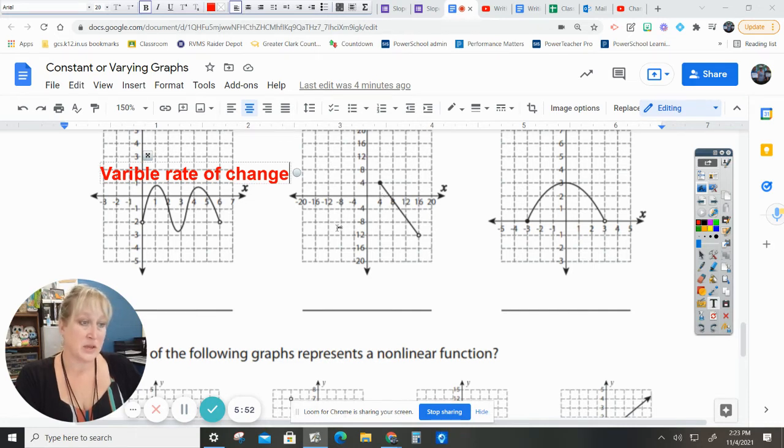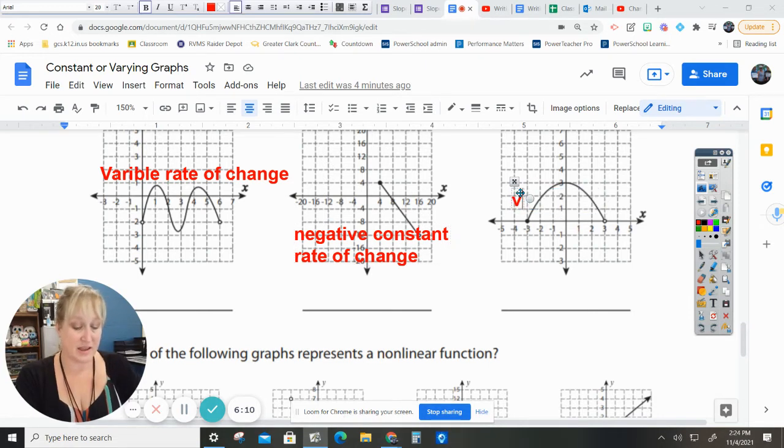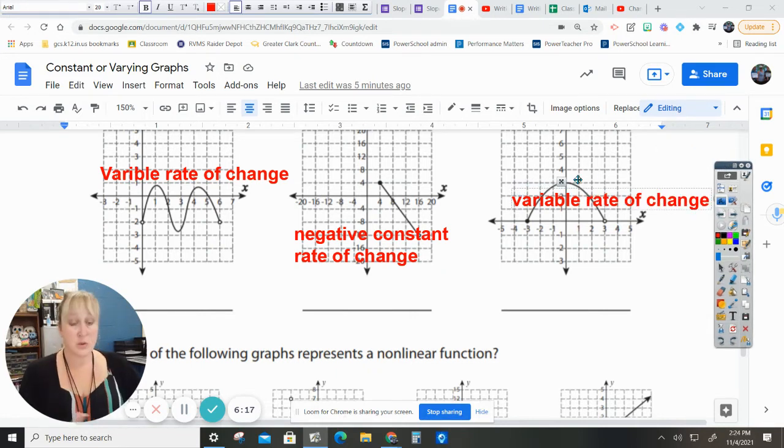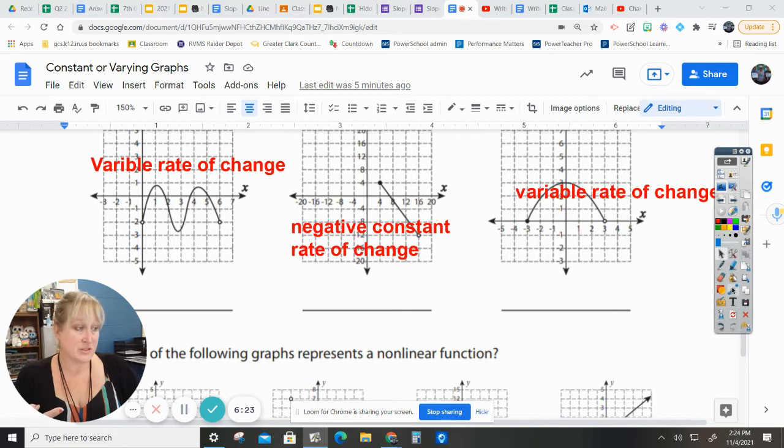This one appears to be constant because it is a line, so it is a negative, because it's going downhill, constant rate of change. And this one too is both negative and positive, so we're just going to say that it is a variable rate of change. So those are ones that you just evaluate based upon whether it's a straight line or a curved line, and it tells you the answers based upon that.